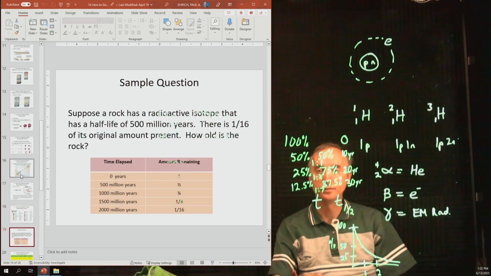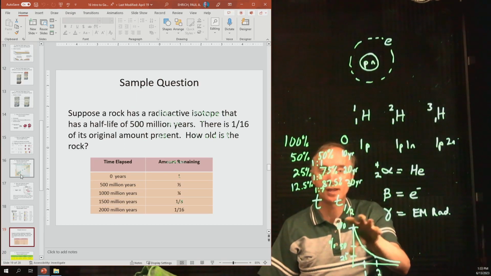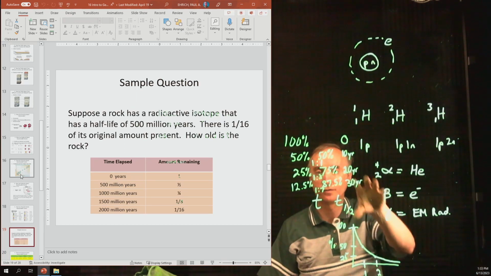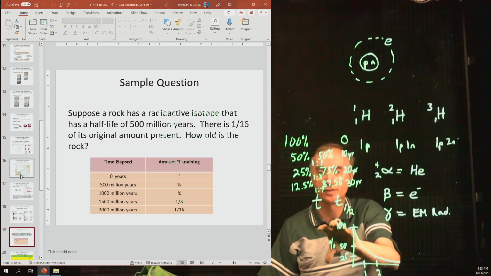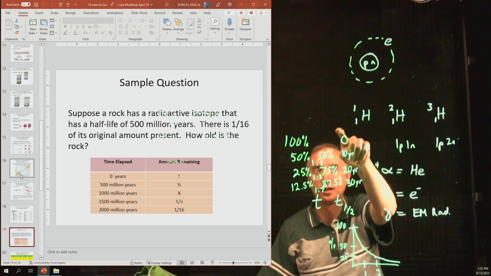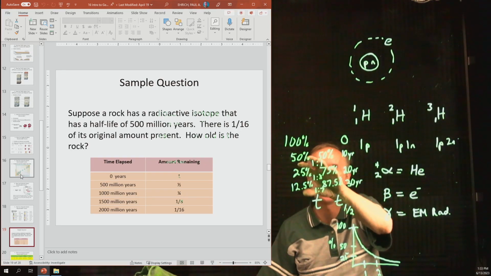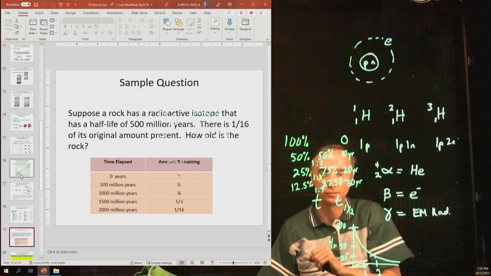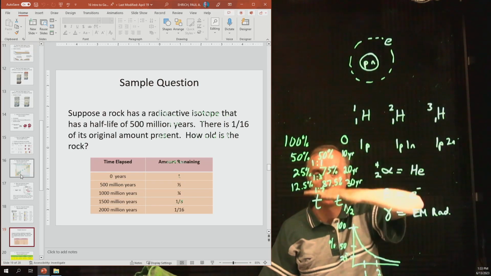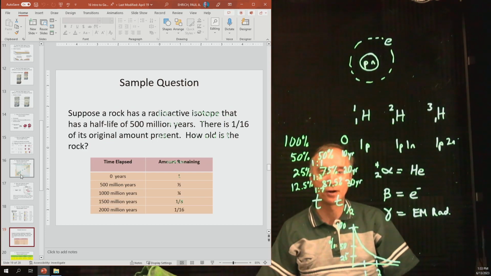So here is a typical question that you should be able to answer on the exam. And the best way to do this is to make a table. So in the first column of the table is your time. How much time has elapsed? And then in the second column, write down how much is left. And by making a table like that, you can figure out these kinds of math problems.